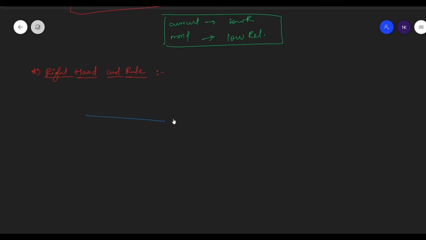Assume this is a current carrying conductor, which is carrying current I through it, and assume another conductor which is carrying current I in this direction. Now I'll write something like: thumb represents current direction and curl represents magnetic line.